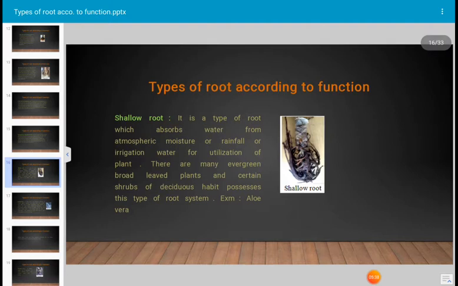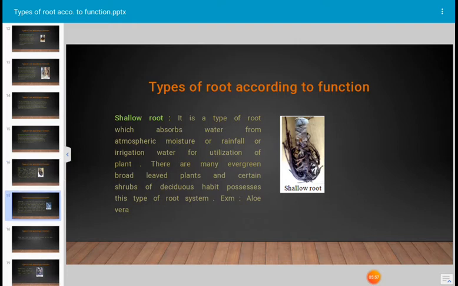Next, shallow root. It is a type of root which absorbs water from atmospheric moisture or rainfall or irrigation water for utilization of plant. There are many evergreen broad-leaved plants and certain shrubs of deciduous habit that possess this type of root system.